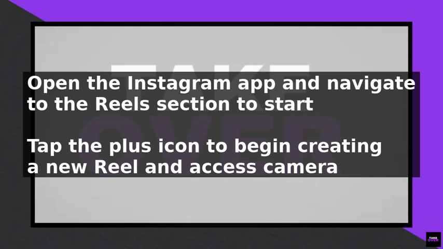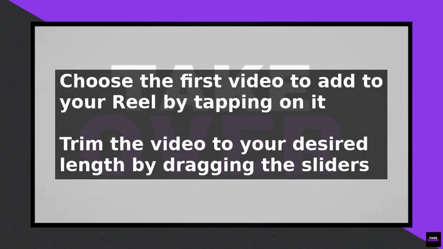Choose the first video you want to add to your reel by tapping on it. You can then trim the video to your desired length by dragging the sliders at the bottom of the screen. After selecting and trimming your first video, tap the Add Media button to include additional videos in your reel.